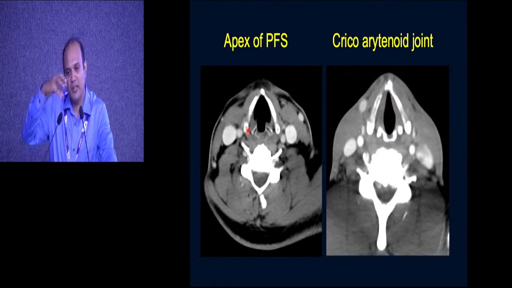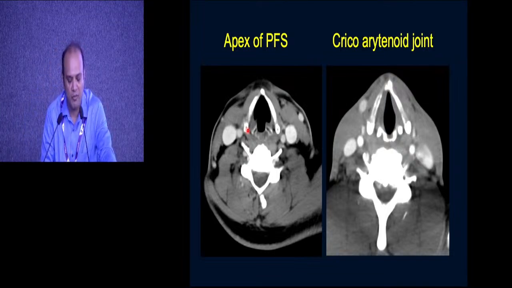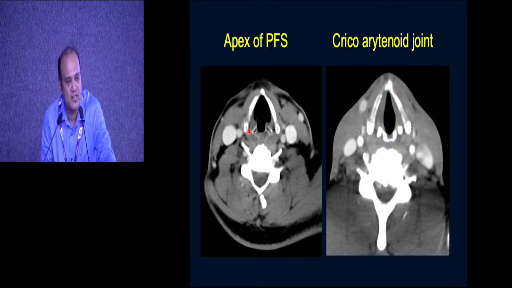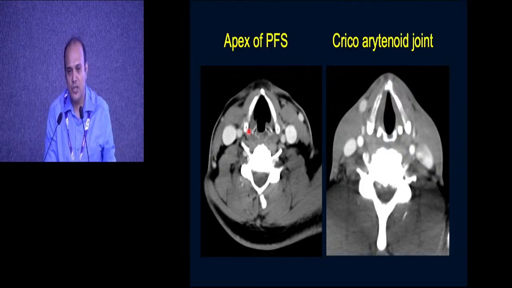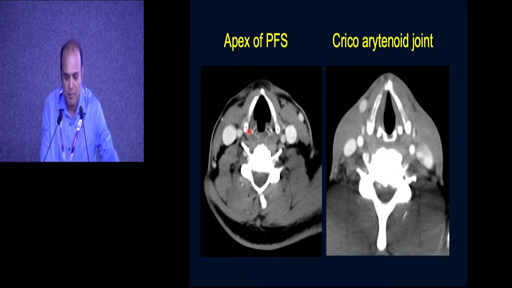It has a base which is towards the top, and an apex. There is a high chance of central lymph node involvement: 6A and 6B lymph nodes are likely to be involved if there is a lesion involving the apex of the pyriform sinus. That's the importance of that.